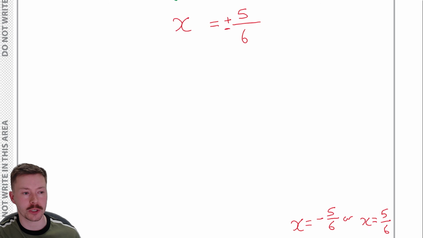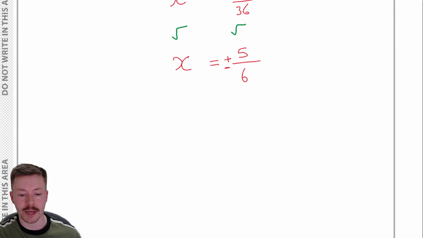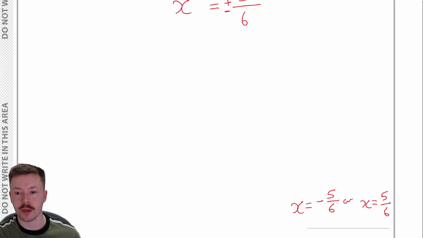Just check with these questions as well. It doesn't ask for the y coordinate. No, it just wants the x coordinate. It doesn't want a pair of coordinates. So that's our answer. x is minus 5 over 6, or x equals 5 over 6.